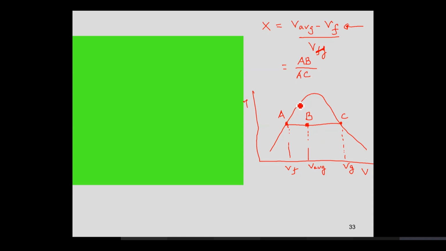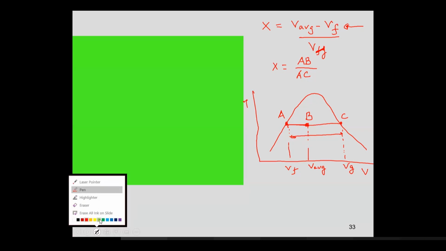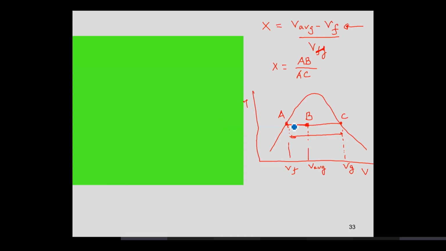So essentially, you are referring to X as this blue distance divided by the total red distance A to C. Now, if I say X equals 0.5, where do you think the point should be? The center, between A and C. Exactly in the center. All right.